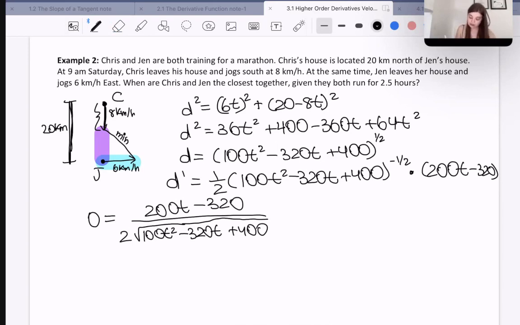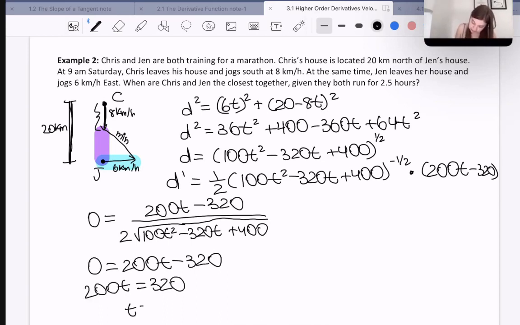And that's good because in a second, we're going to just cross multiply up that 2 times root 100t squared minus 322 plus 400, so it doesn't actually matter anymore. 0 equals 200t minus 320, so that means that 200t is equal to 320, which means t is equal to 1.6 hours.